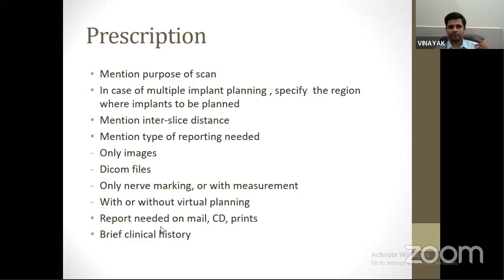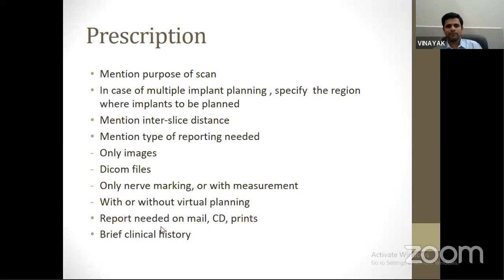Like if you can mention the purpose of the scan, whether you want to do it for implant planning or for an impacted tooth, etc. Or if you're suspecting any pathology in case of an extraction site. Because in the majority of cases we feel it is for implant placement, but at times the patient might be having pain in that extraction site. So we just need to mention what the purpose is.